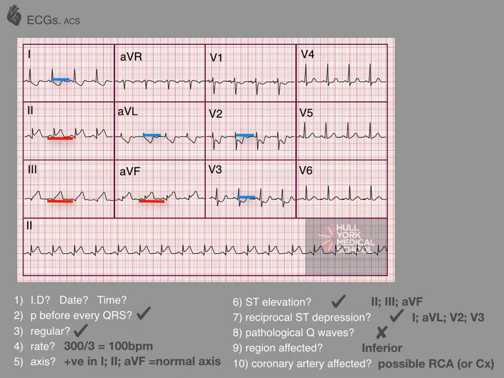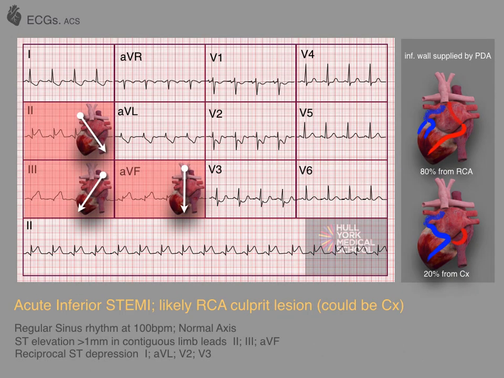We know that leads 2, 3 and AVF cover that inferior portion of the heart, so this is an inferior ST elevation. And in most people, that inferior border is supplied by the right coronary artery. So this is likely a right coronary artery occlusion, but it is possible that it could be a circumflex occlusion. So I would summarise this ECG as an acute inferior STEMI with a likely right coronary artery culprit lesion, although this could be circumflex.